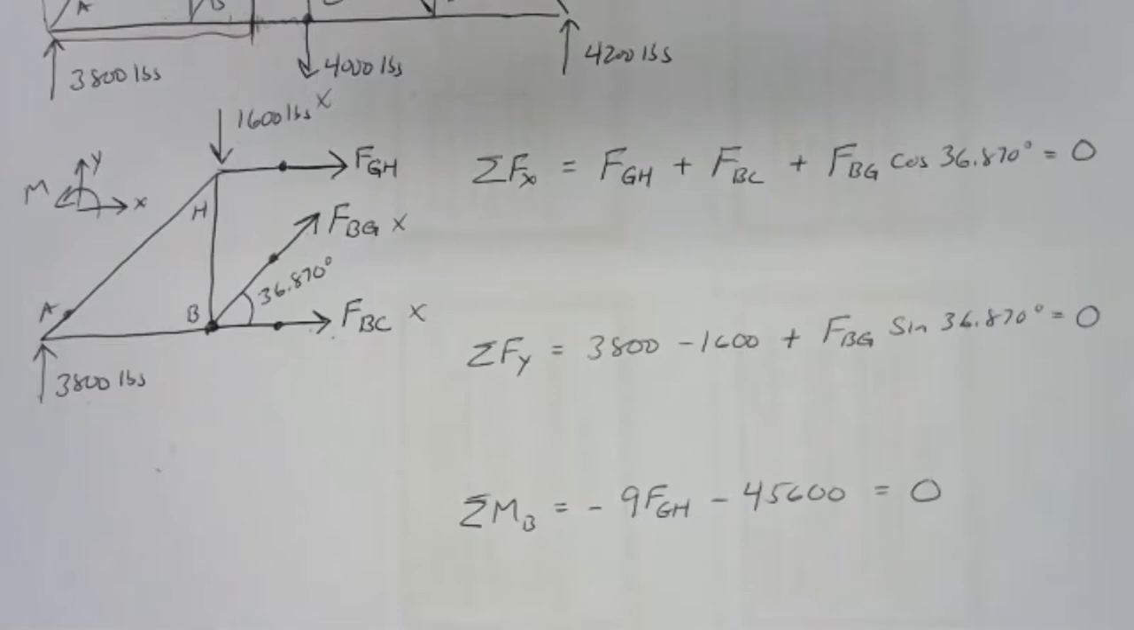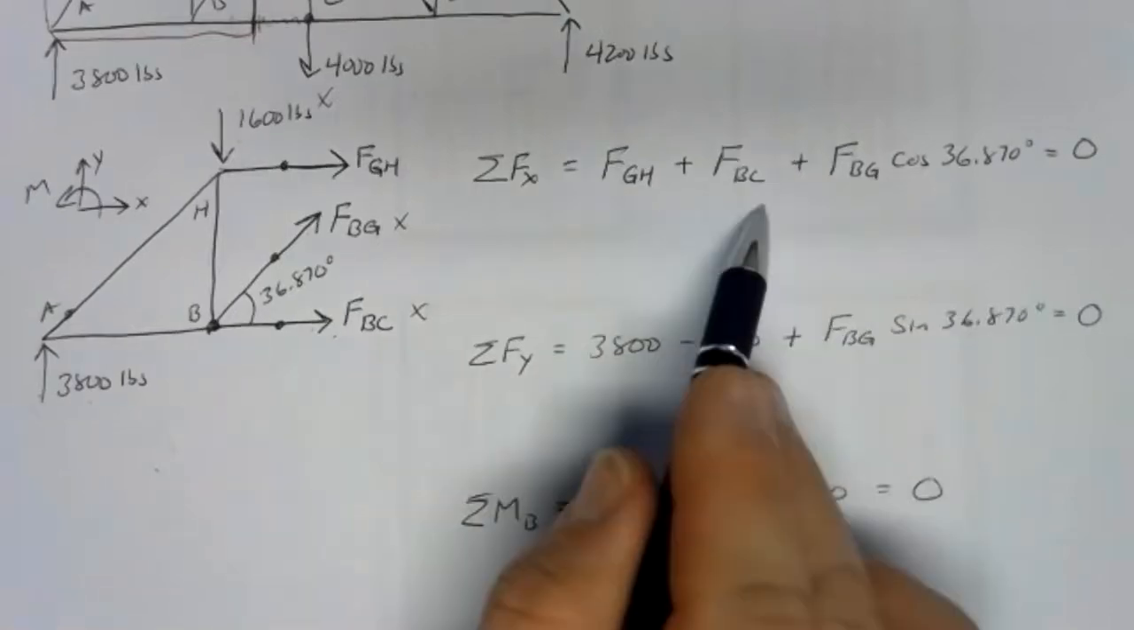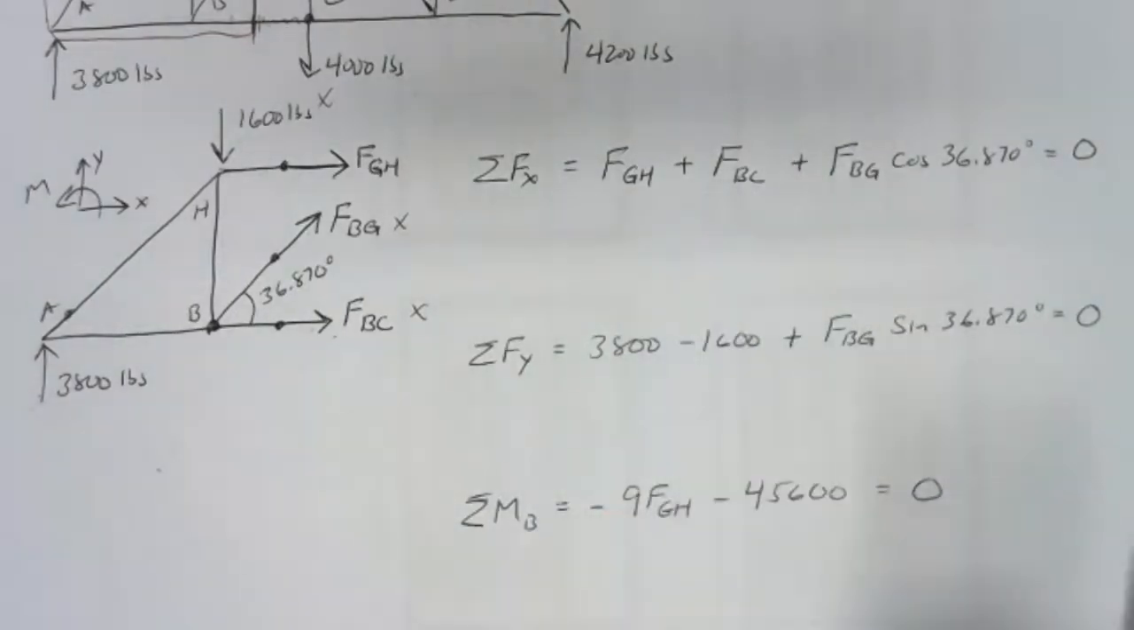All right, so things weren't looking so good with our x direction equation, but they brightened substantially with our y and our moment equations. Both of those we can solve in essentially a couple steps. One unknown, no big deal. And once we've got FGH and FBG, we can plug that back in, and that'll give us FBC.